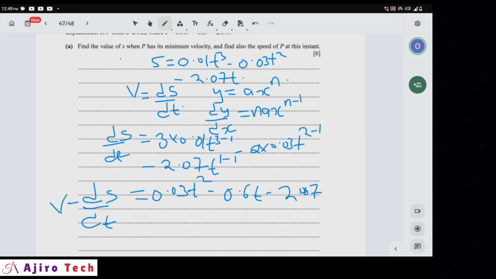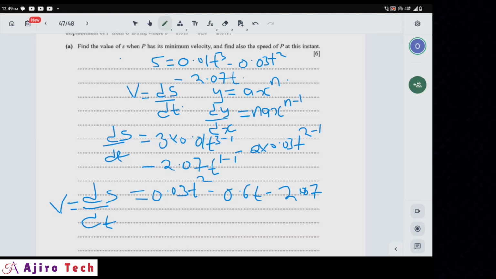According to the question, they said we should find the value of x when P has its minimum velocity, and also find the speed of P at this instant.